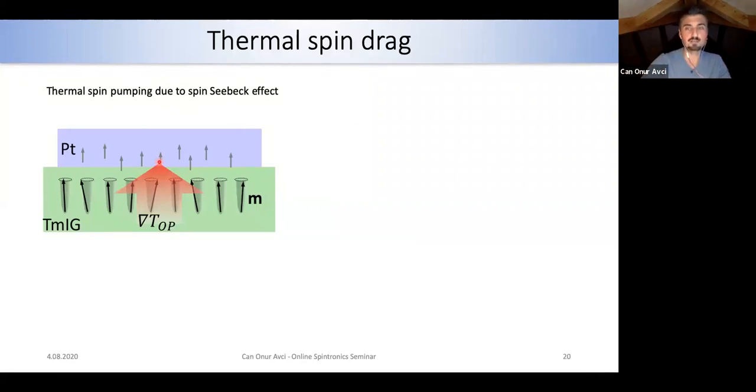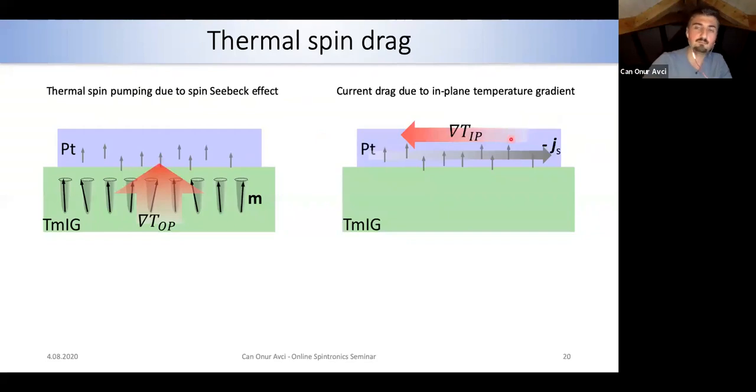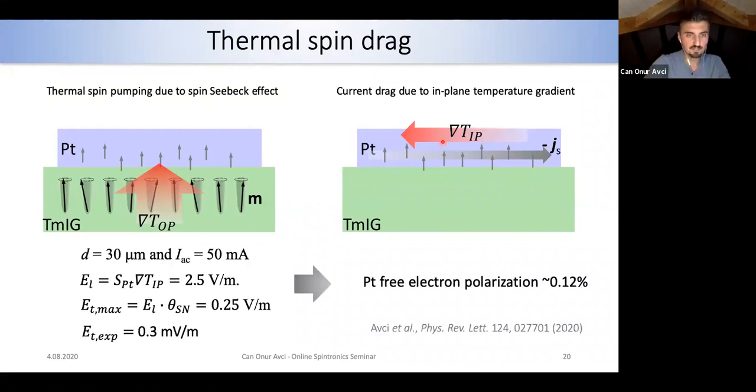So there must be an additional mechanism. This additional mechanism is basically this in-plane temperature gradient, and this temperature gradient drags this additional spin accumulation in the platinum. And now with this additional electromotive force, we are able to detect a transverse signal that is proportional to the out-of-plane temperature gradient. And if you do some very crude calculations, there must be some free electron polarization in the platinum in these measurements, for this set of parameters, on the order of 0.12%, which is reasonable.